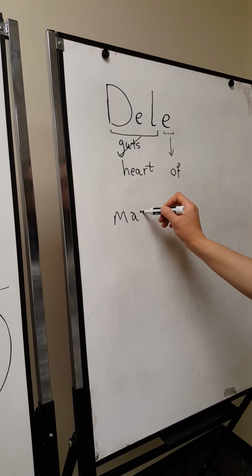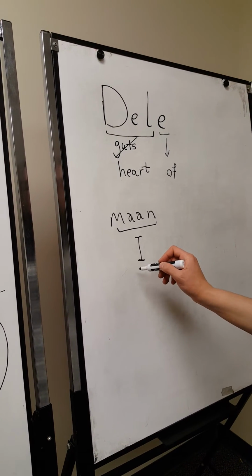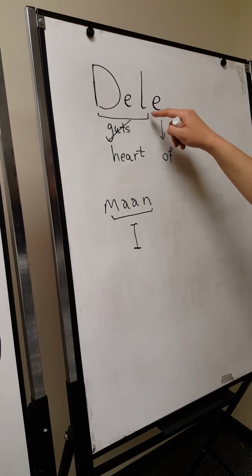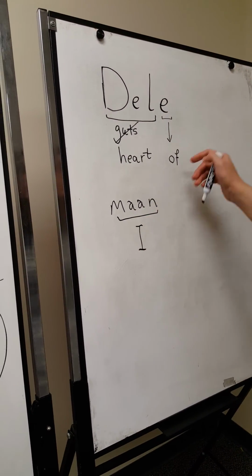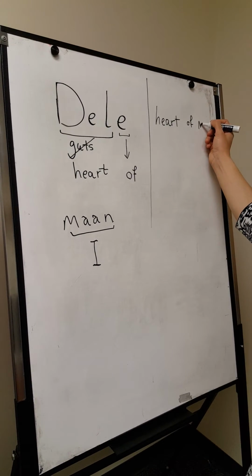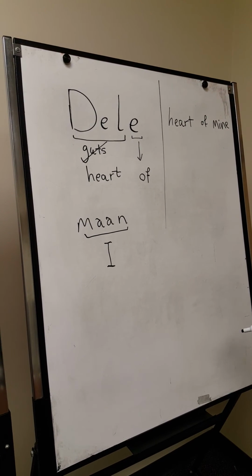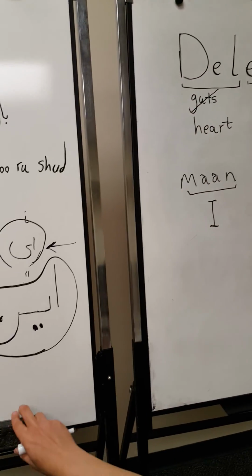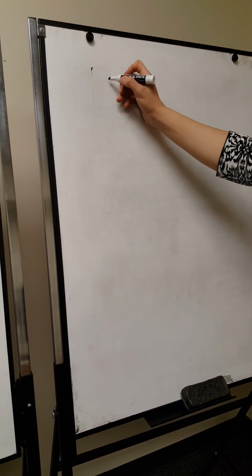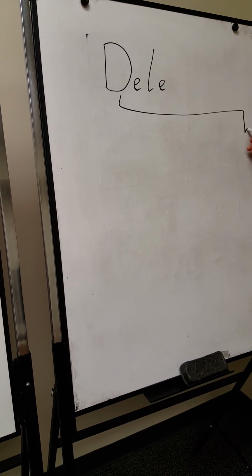And man in Farsi means I. But because this letter E is between del and man, that means heart of mine. Okay, now how are you going to write del? You have to start from right to left.